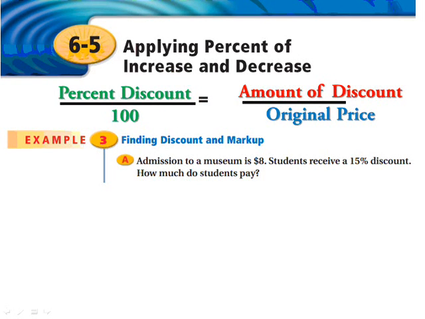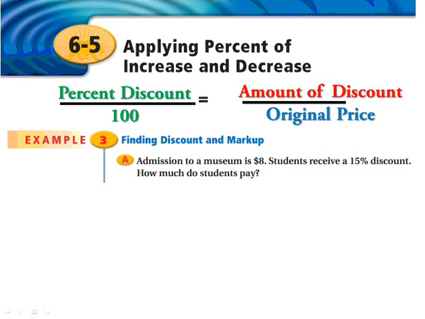Now, in example 3a, we are given this information, that an admission ticket to a museum costs $8, but students receive a 15% discount. So, how much do students pay? Discount is a percent of decrease problem, because the students will pay a reduced amount, a bit less than the $8 that other patrons shall pay.